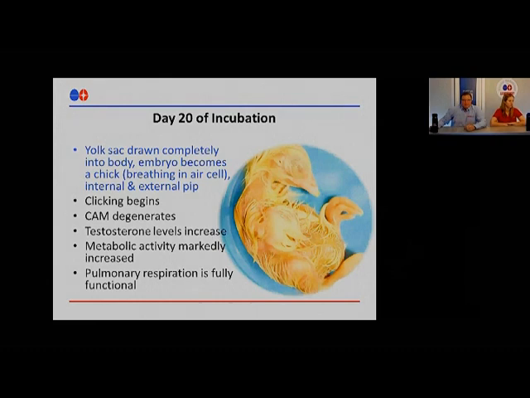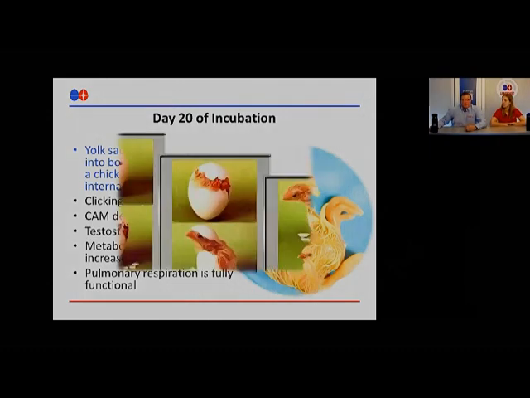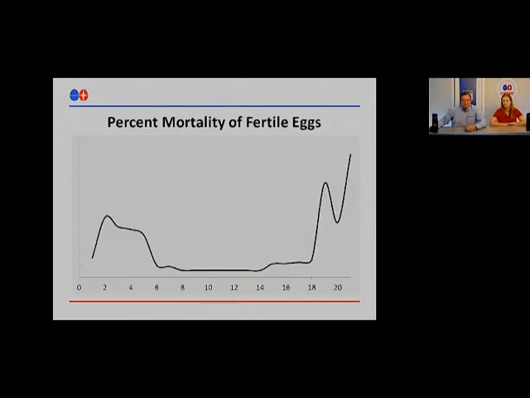20 days, that yolk sac should be completely withdrawn into the cavity. The clicking, the internal talking of the chicks to each other begins. Not as much of a function in the commercial poultry industry because of the nature of our incubation systems, but in nature we see that more. And at day 21, of course, we see hatching.